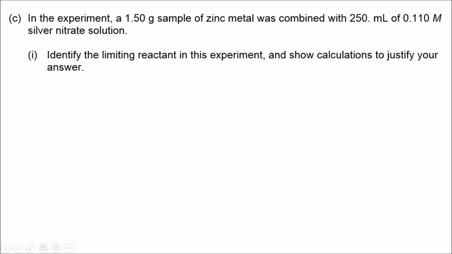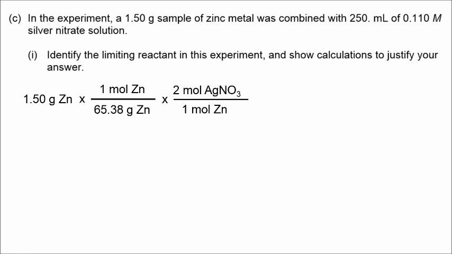When we do the limiting reactant calculation, we can start with 1.50 grams of zinc, and we can convert that to volume of silver nitrate solution. So first we're going to go from grams to moles based on the molar mass of zinc. Remember, there was a 2-to-1 mole ratio between silver nitrate and zinc in the balanced equation. And then the volume of the solution would be calculated by using molarity as a conversion factor. 0.110 moles of silver nitrate for every 1 liter or 1,000 milliliters.